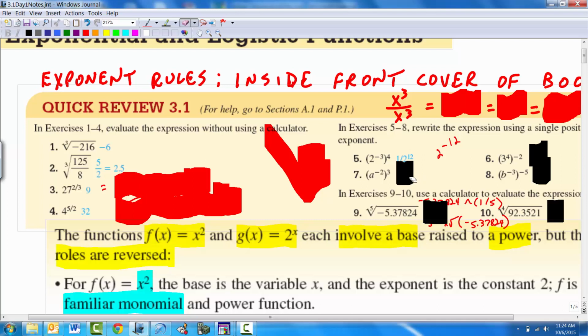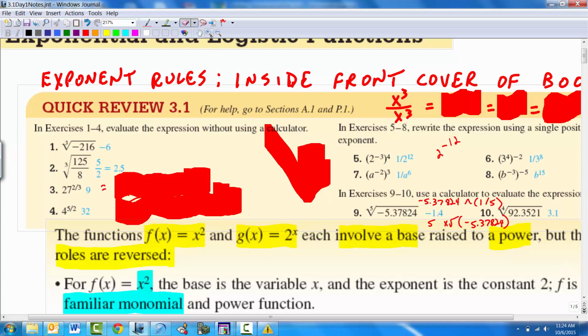What's a to the negative 6th become? 1 over a to the 6th. And this is all redonkulous. You get it all. There's that color scheme thing. But then a negative times a negative is a positive, so you get b to the 15th on that last one. And then these are just silly calculator questions. So you would have just gone ahead and plugged those in.